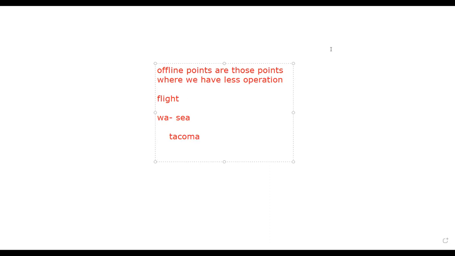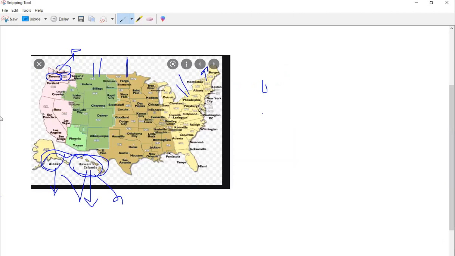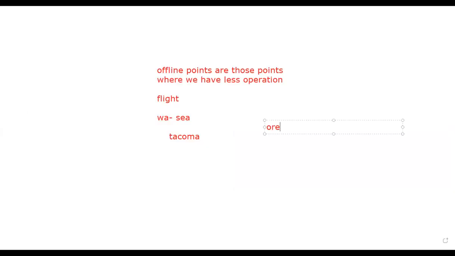Now, for example, we have a second state, which is OR. The OR state stands for Oregon. Let me write it down for you. Oregon is a state. Is it clear to you, my team? Yes, sir. Oregon is a state.